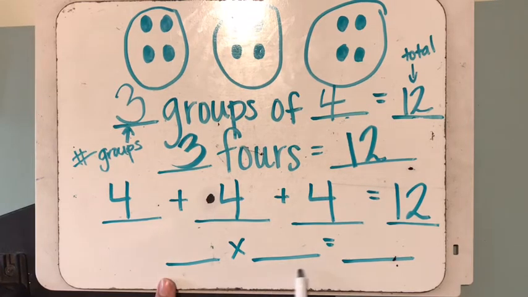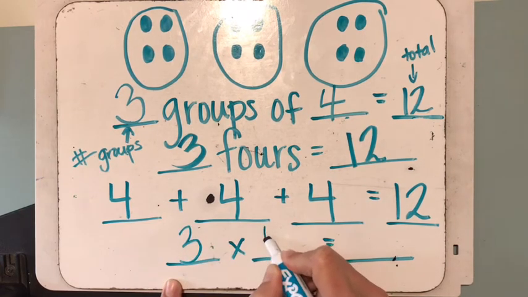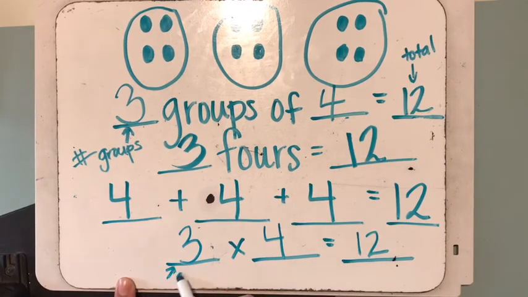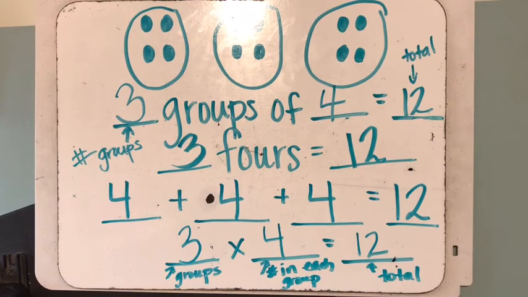An easier way is doing our multiplication sentence. So pause the video and see if you know what the multiplication sentence is for this problem. You should have gotten 3 times 4 equals 12. So 3 groups, the number of groups, times 4, number in each group, equals 12, the total or the product. Yay! Okay, one more, well, 2 more.